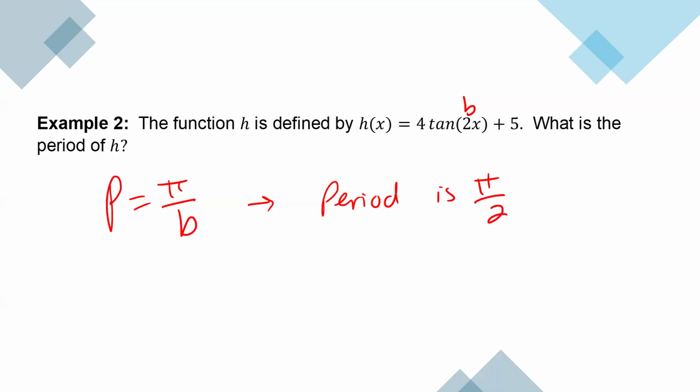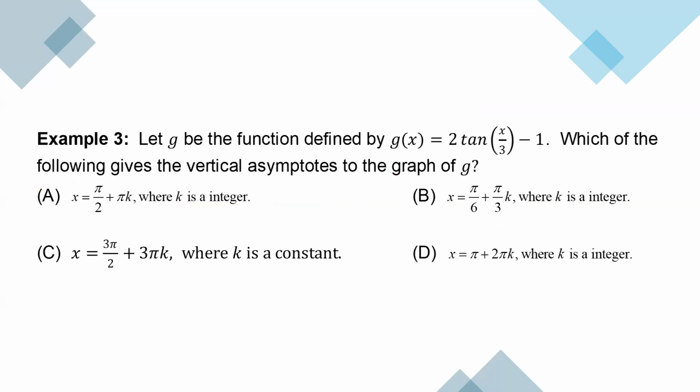2. That's it. All right, all tangent problems are going to be multiple choice. So all your tangent problems are going to be what? Multiple choice. So let's look at an example of a possible multiple choice. Here we have, let g be the function defined by g of x equals 2 tan x divided by 3 minus 1. Which of the following gives the vertical asymptotes to the graph of g?